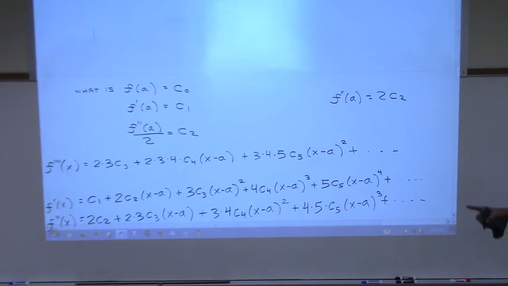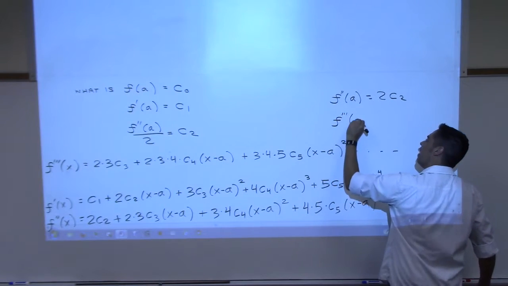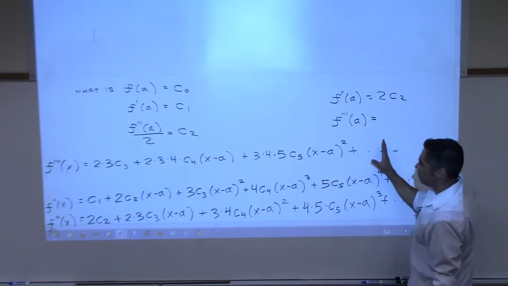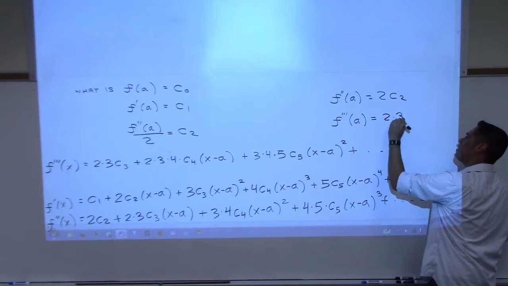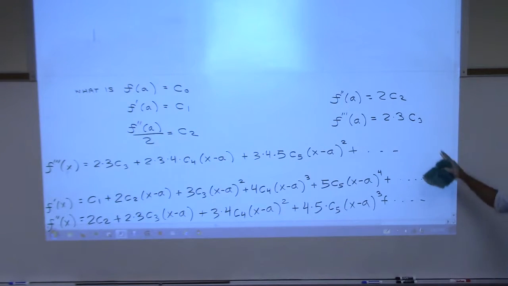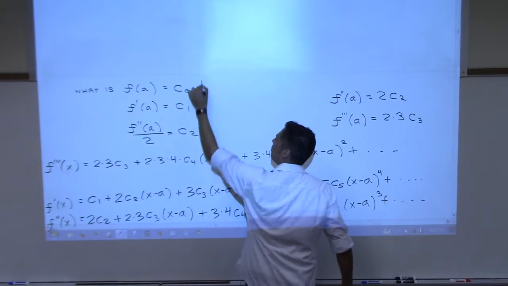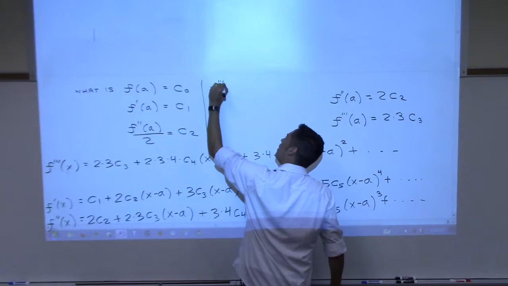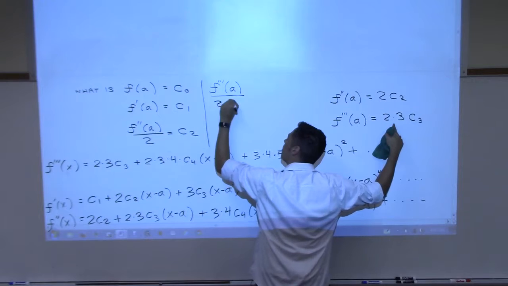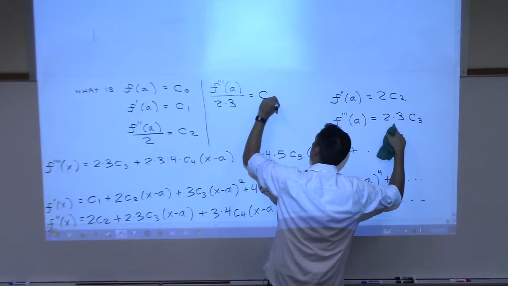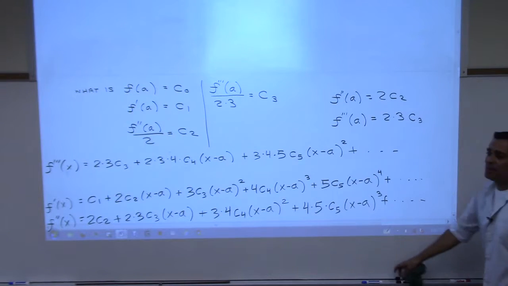So how do I figure out what c sub 3 is? I do f triple prime of a is, kills everything off except that, 2 times 3 c sub 3. Solve for c sub 3. I'll continue my list over here. The third derivative at a over 2 times 3 equals c sub 3. What's the next one going to be?